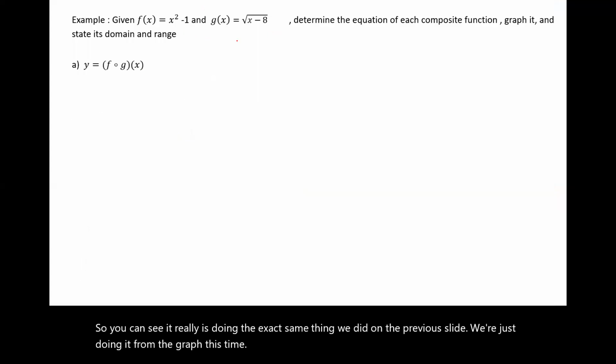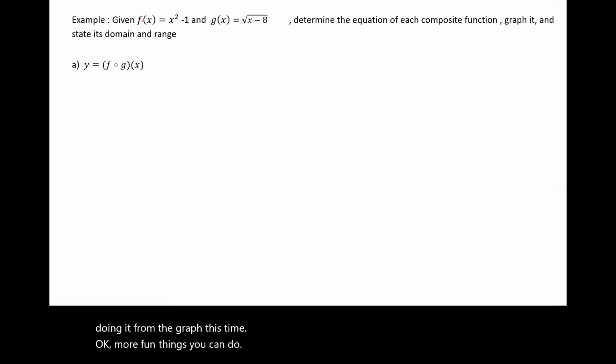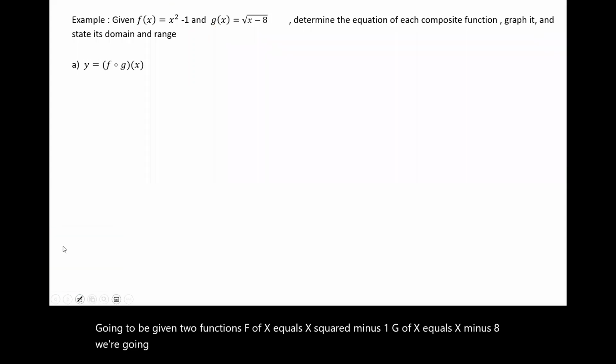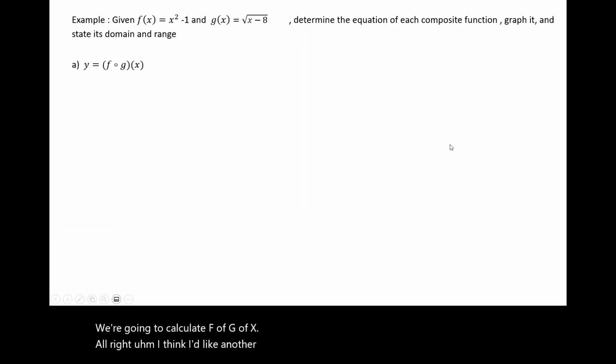Okay, more fun things you can do. We're going to be given two functions, f of x equals x squared minus 1, g of x equals x minus 8. We're going to calculate f of g of x. All right, I think I'd like another way of writing f of g of x. Okay, so we know we start with the inside function.